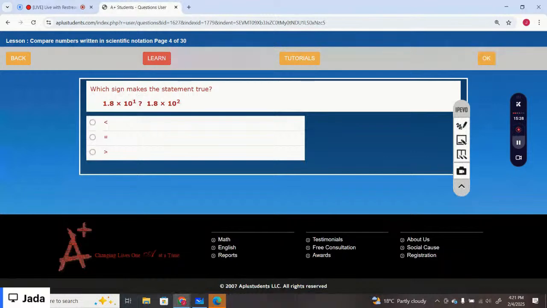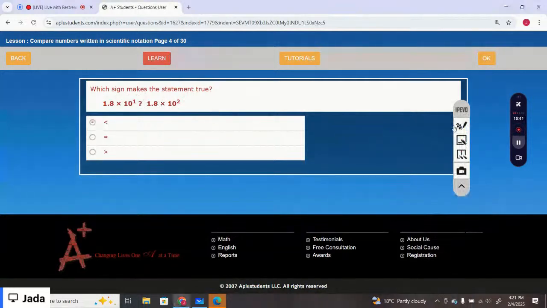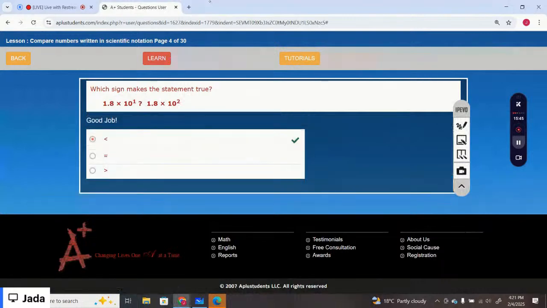Which sign makes the statement true? Here the exponents are 1 and 2. 1 is less than 2, so 1.8 times 10 exponent 1 is less than 1.8 times 10 exponent 2.